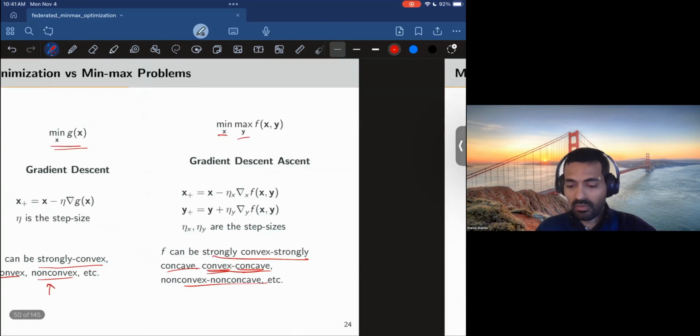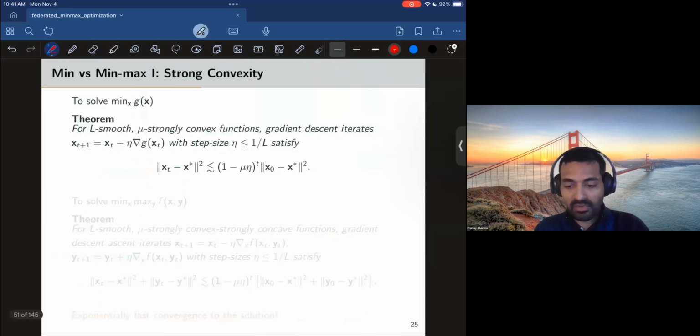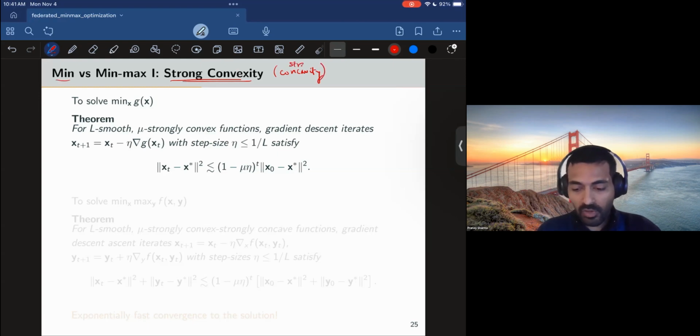We want to see how these two classes of problems, minimization and min-max, are related. Are there similarities? Are they different? In what cases are they different? So let's look at some classes of problems. Let's assume that we'll only focus on strong convexity and strong concavity. For minimization problems, we are considering the class of strongly convex minimization problems.